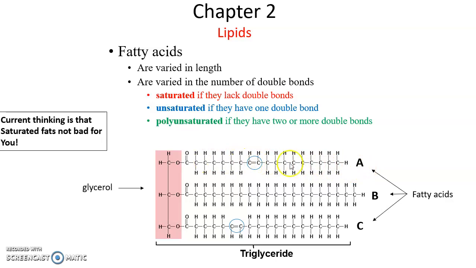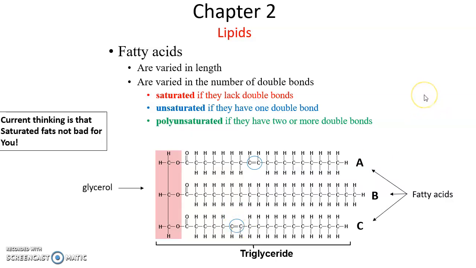So example A here, this fatty acid is unsaturated. It has a double bond. B, this fatty acid is saturated. Hydrogens are everywhere possible, again, except for the carboxyl group needed to attach to the glycerol. And then fatty acid C is also unsaturated because it has a double bond.